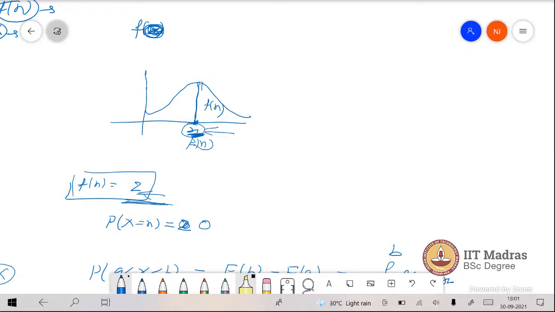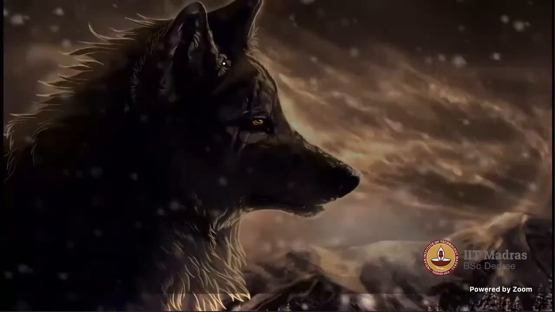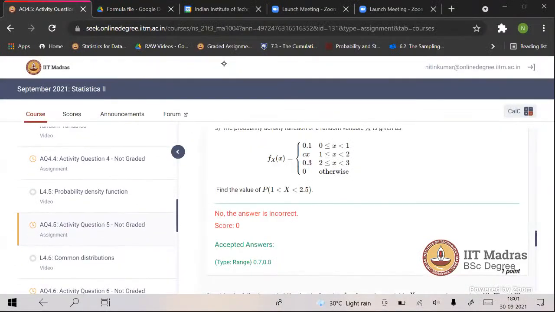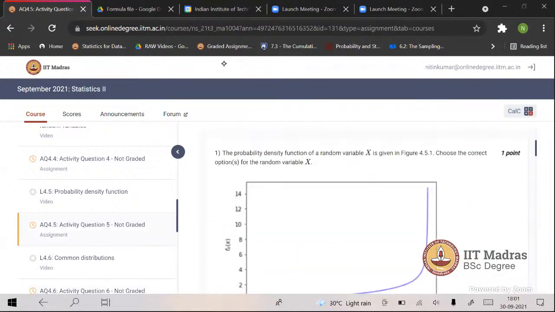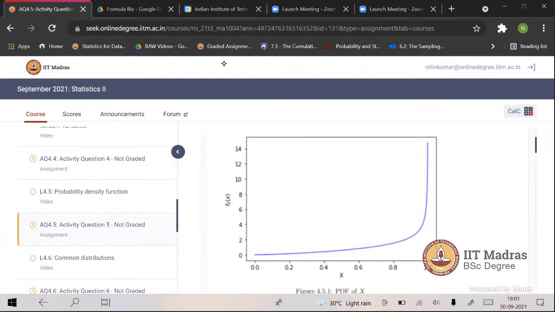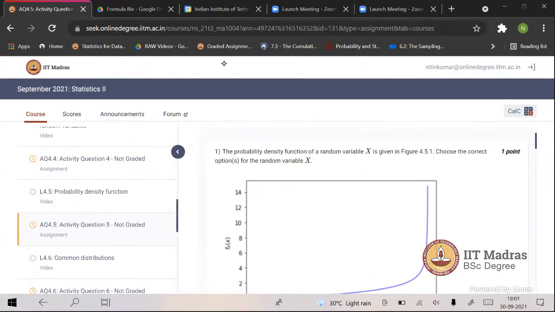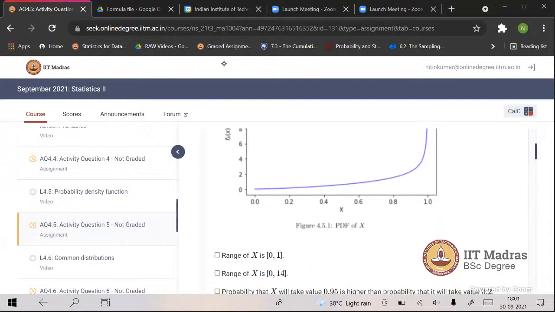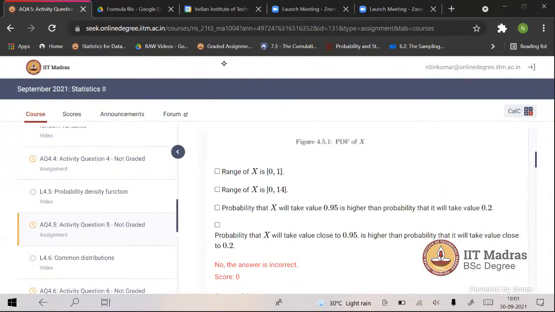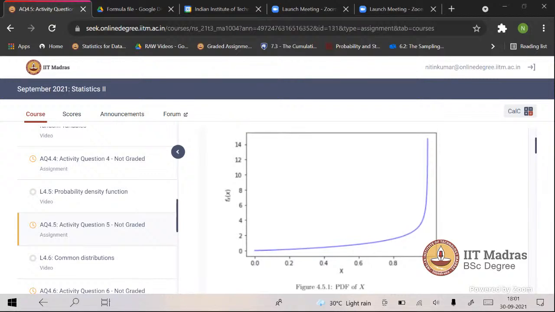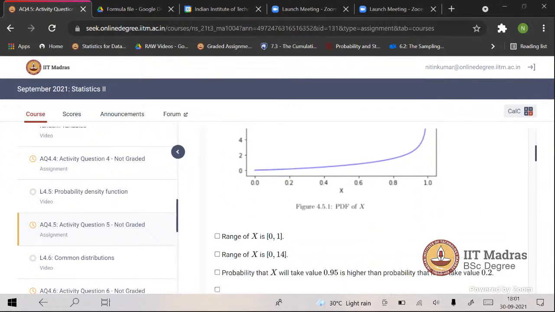Now look at this question. The PDF of a random variable X is given in this graph. Look at the third option and the fourth option. The third option says that the probability that X will take value 0.95 is higher than the probability that it will take value 0.2. Is it true or wrong? 0.95 is somewhere here, and 0.2 is here, right? So is this option true or wrong?